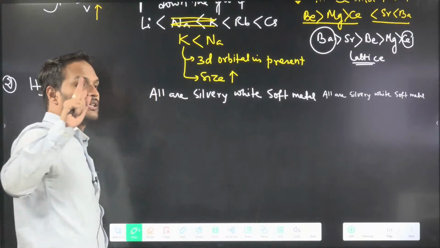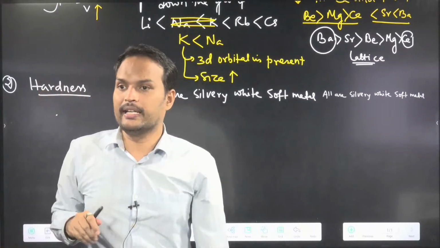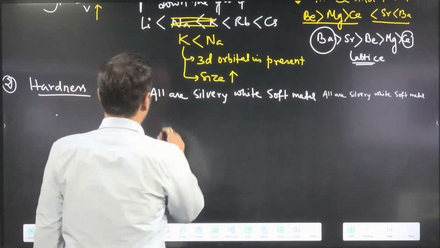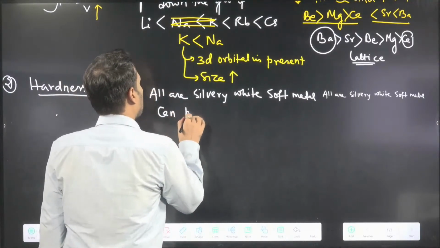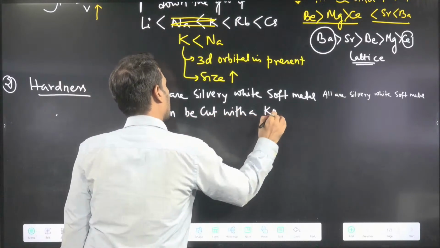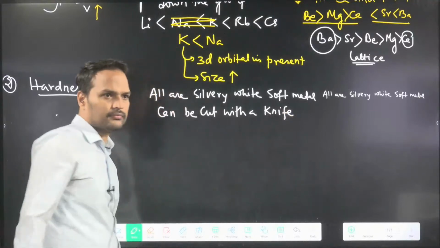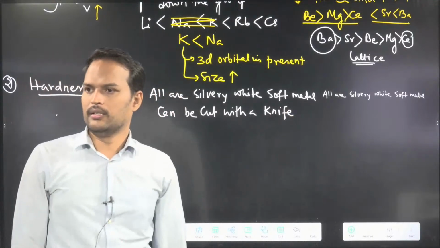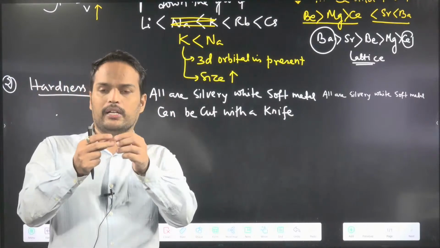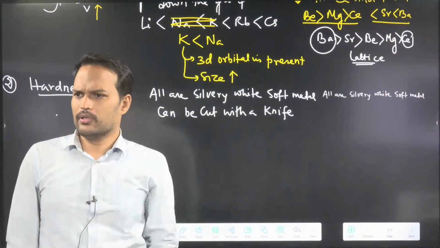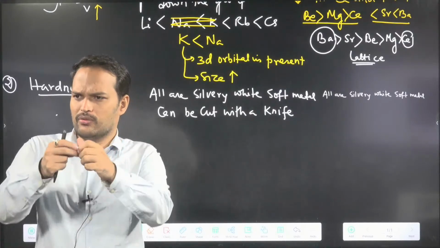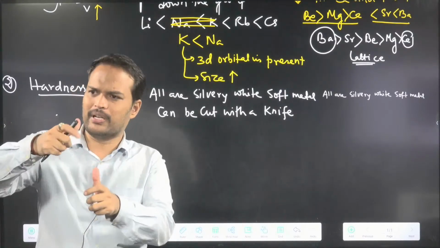You have heard that statement in class 8, 9: it can be cut with a knife. Do you remember? Okay? Clear? When you check online videos, they will show you that it is like a paste type. Sodium metal looks like a hard paste, and when you compress it, it will be pressed down also.